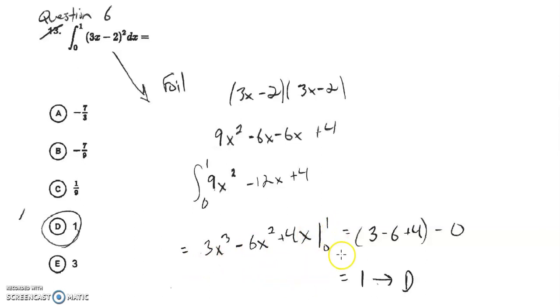Now, what's nice when I have these polynomials, if I'm evaluating from 0 to 1, is that the second half of the evaluation of the integral, each of these is going to evaluate to 0. Well, when I plug in 1, what's 1 cubed? 1. What's 1 squared? 1. What's 1? It's 1. So it really just gives me all those coefficients with the correct signs, to get 3 minus 6 plus 4, and then I subtract 0, and that gives me 1. So D. Hopefully you're good with that.